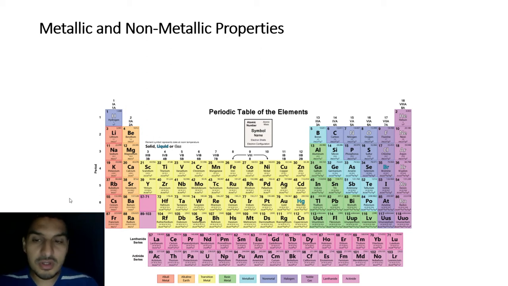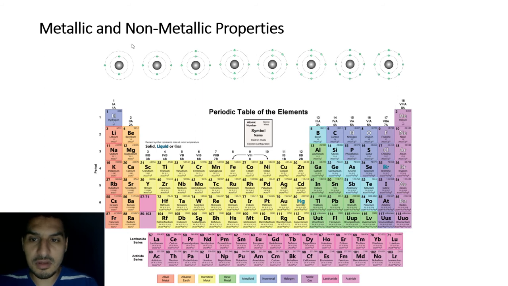And for each period, if you take a look at the groups, you'd see that the number of energy levels is the same, but we have the number of electrons increasing as we go from left to right. So we have here 1 electron, 2, 3, 4, 5 till we reach 8 at the outermost energy level. This is for period number 2.